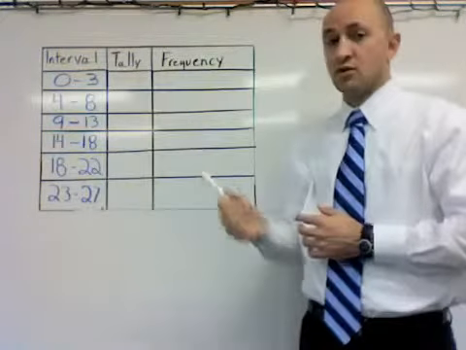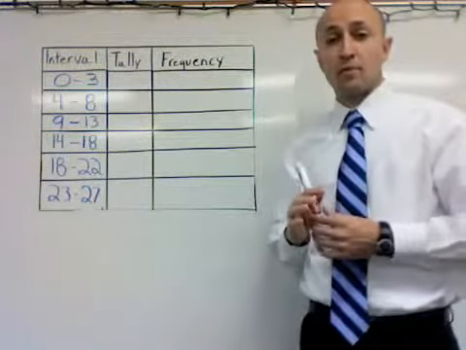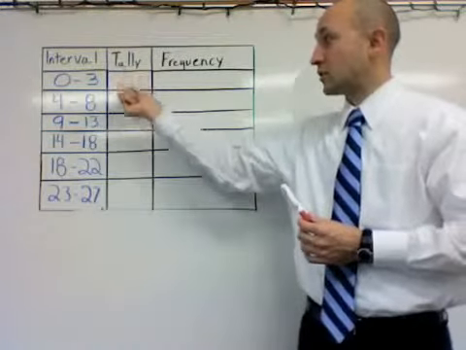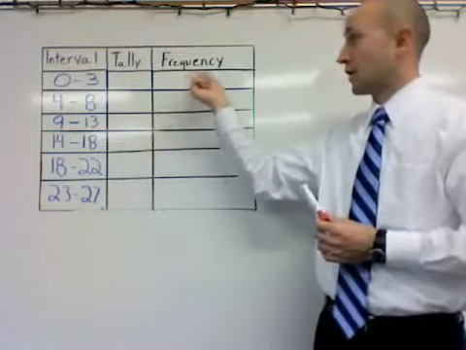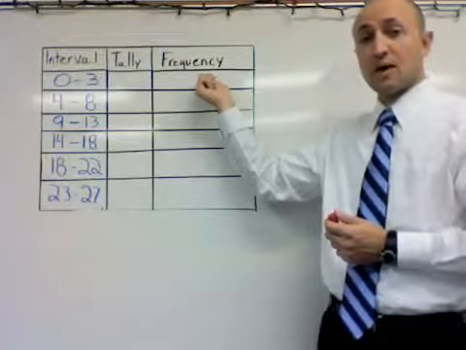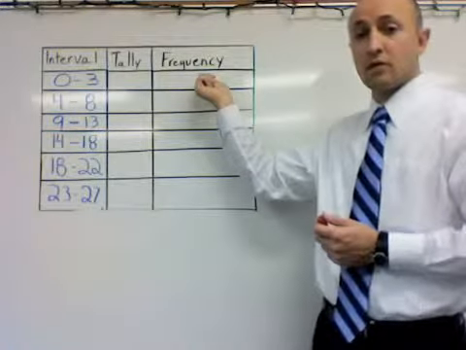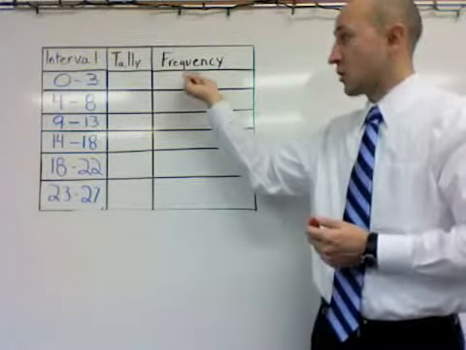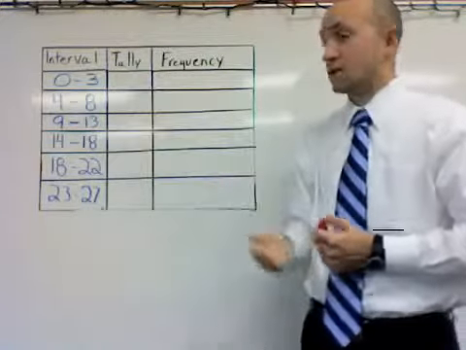Now, tally is really simple. When I go around and survey people, what I'm going to do is just put a tally mark in the tally column. And now for the frequency, and the frequency means how often something happens, how frequently it happens, I just write in the number after counting up my tally marks.